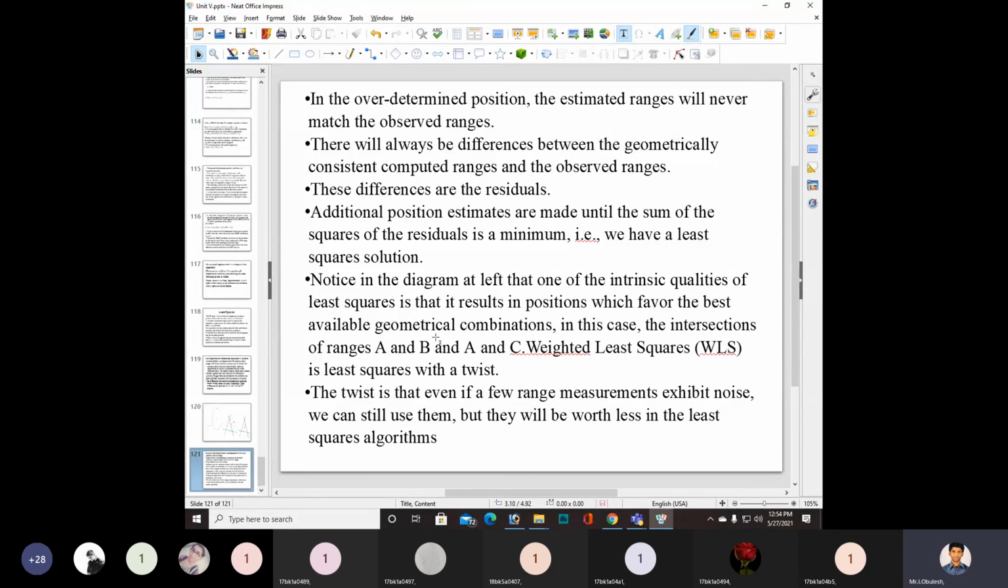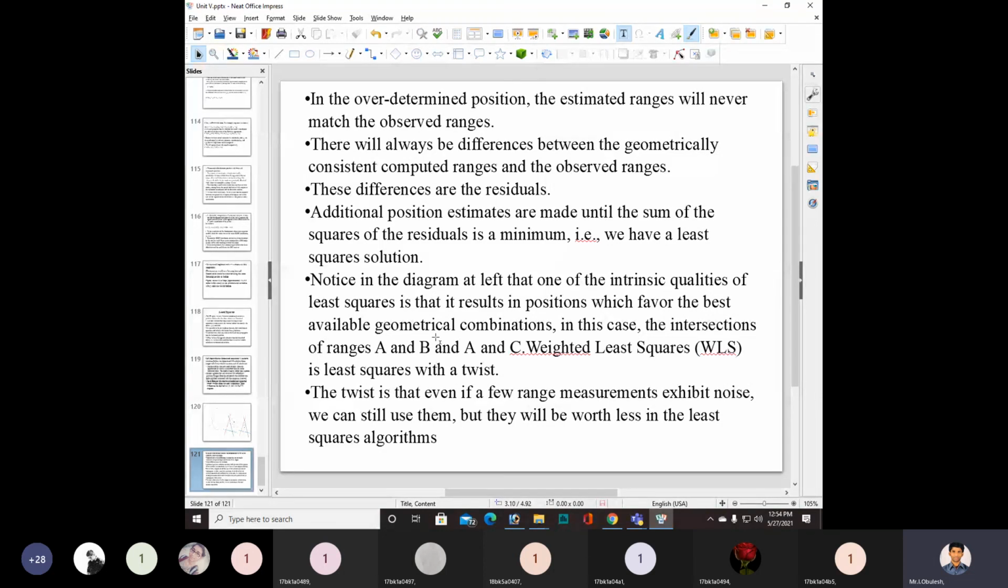Notice in the diagram that one of the intrinsic qualities of least squares is that it results in positions which favor the best available geometrical combinations, in this case, the intersections of ranges A and B and A and C.